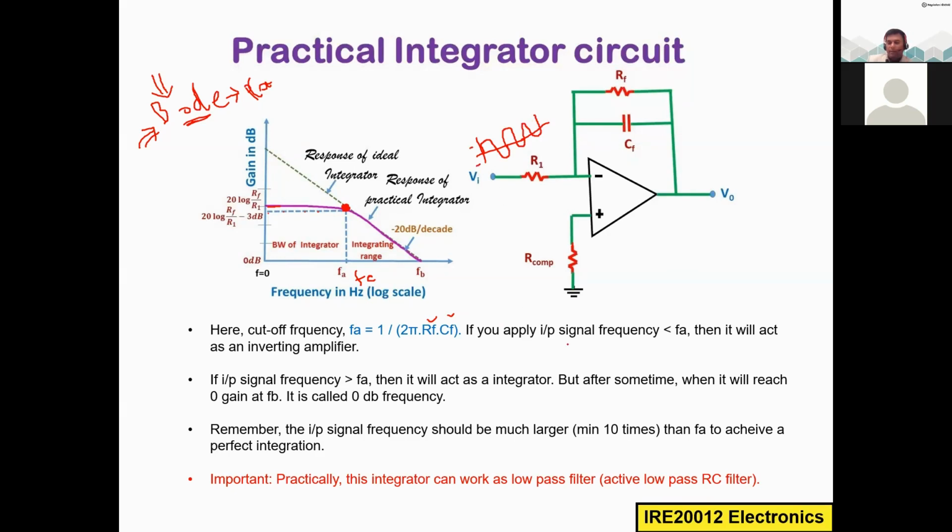So if you apply the input signal frequency, for example, let's say this is 1 second, so this is just like 1 frequency per second, or 1 hertz. If this input signal frequency is less than the cutoff frequency, then it will act just as an inverting amplifier. Inverting amplifier means it will not care about this capacitor. Everything will just work like an inverting amplifier.